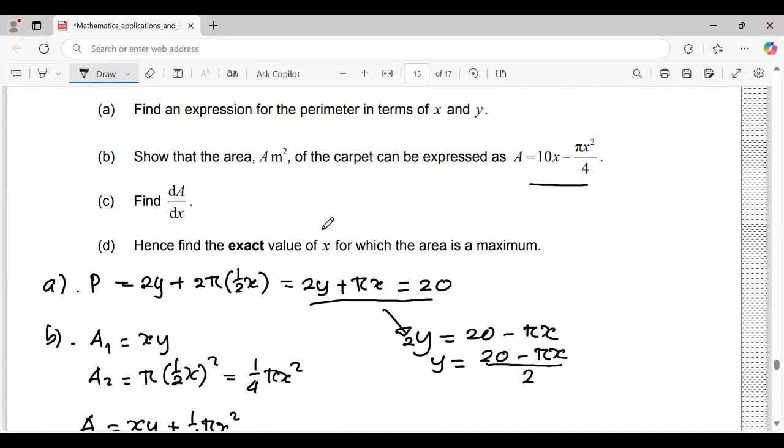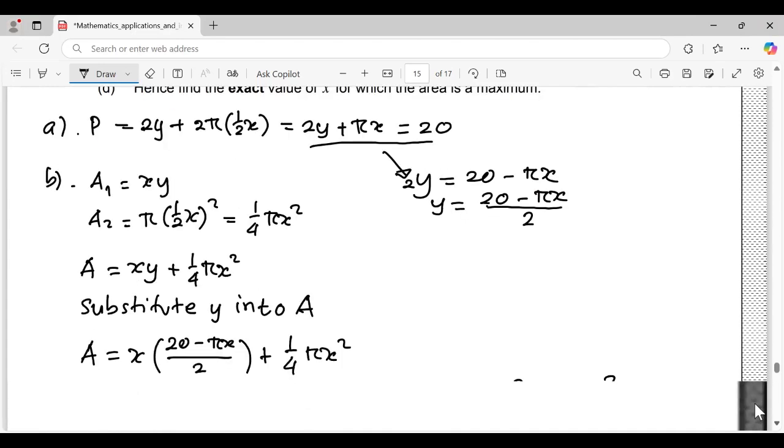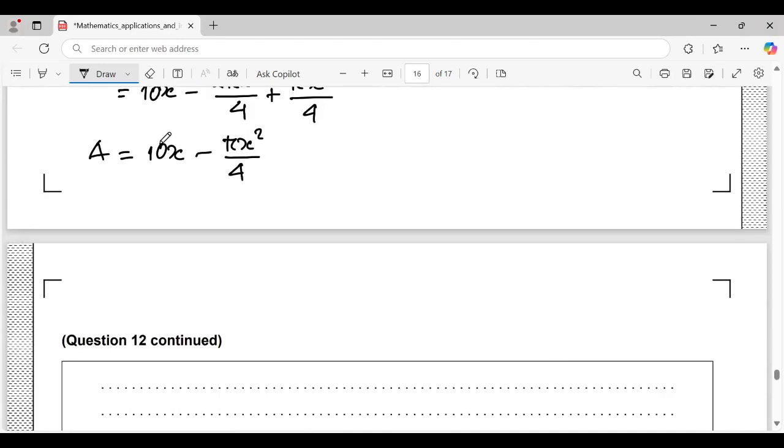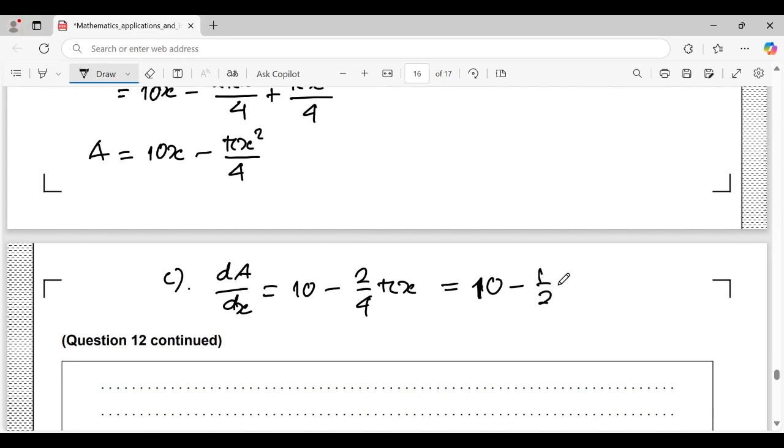C. Find the derivative of A. This is A, and the derivative, I'm going to write here. The derivative of A is going to be 10 minus 2 times 1 quarter pi x, or 10 minus 1 half pi x.